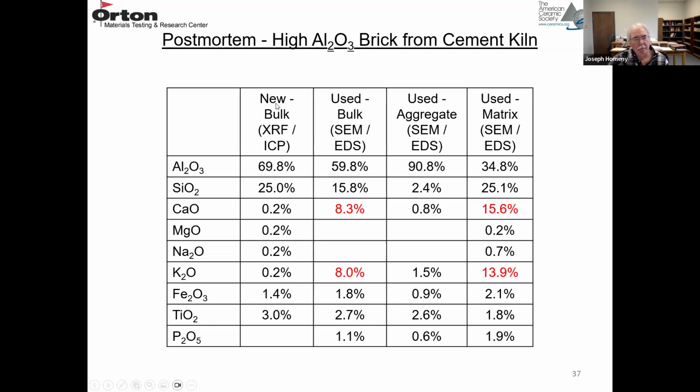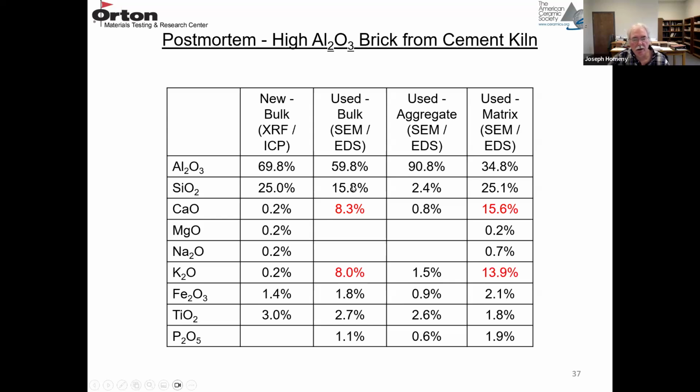So this is a new sample that we also received and did a bulk chemistry by XRF and ICP. So this was a 70% alumina refractory, and the balance being primarily silica. And one thing down here, we didn't pick up any P2O5, so it may not have been a phosphate bonded material. Maybe this is coming from the charge.